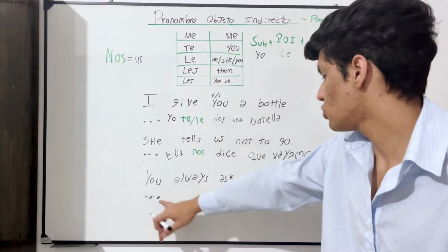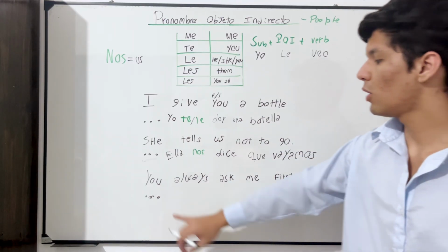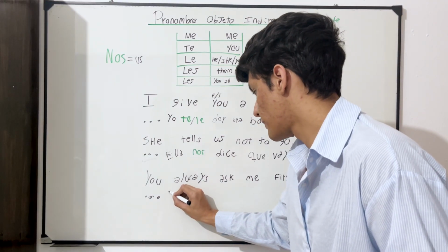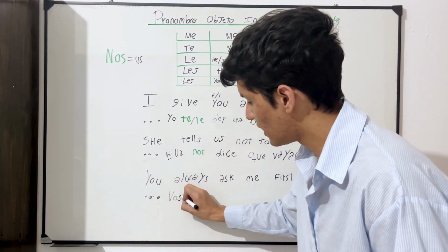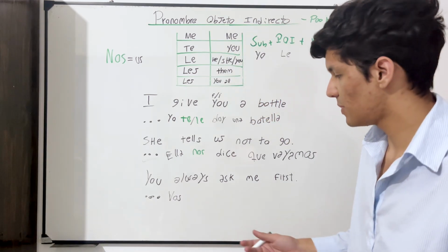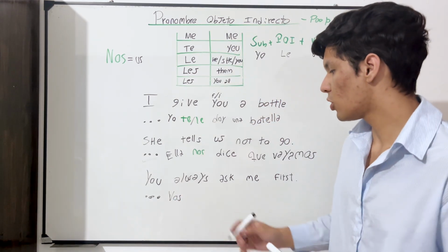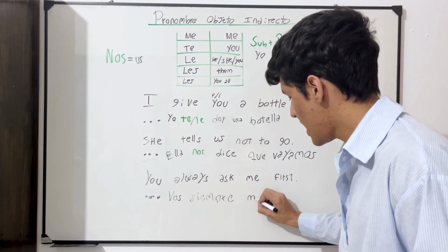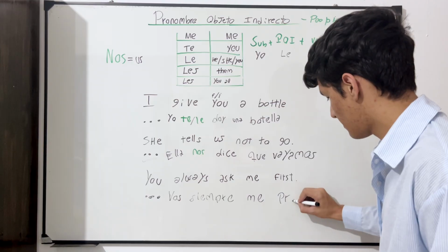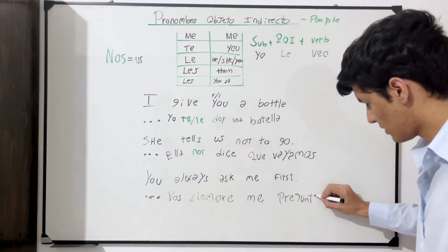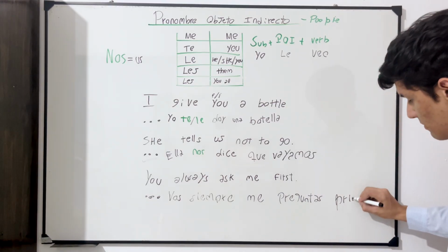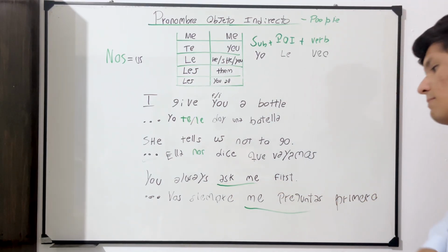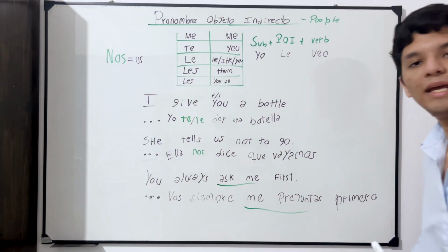And then, you always ask me first. This would be vos, right? Vos or tú if you are learning Spanish from Latin America or Spain. But in Argentina we say vos. Vos siempre, and ask me would be me preguntas, and first. Siempre me preguntas primero. Okay? You always ask me. Acá. Vos siempre me preguntas primero.